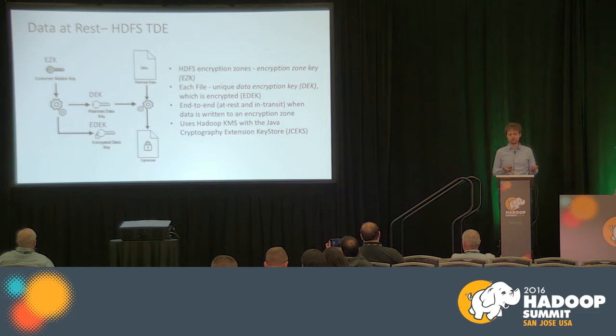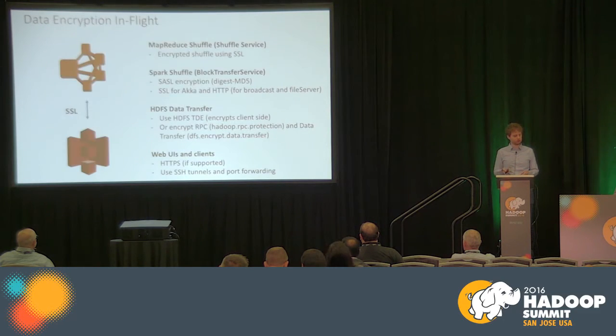But with HDFS encryption zones, you basically set a zone like /temp or /myhivedata, whatever, and it creates a key for that zone, and that's the encryption zone key. Each file has a unique data key, and basically you use the encryption zone key to encrypt that data key, and then that's put with the file. And that's kind of an overall thing on how that works.